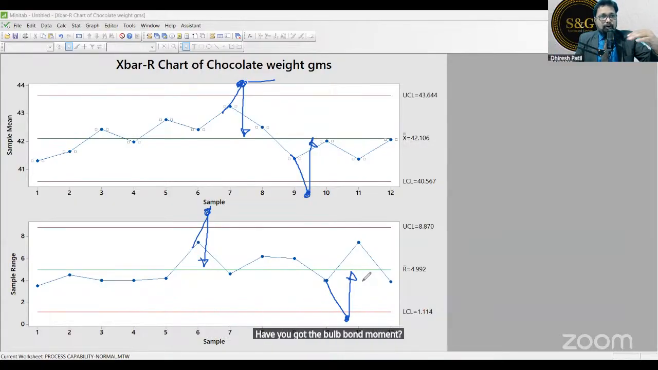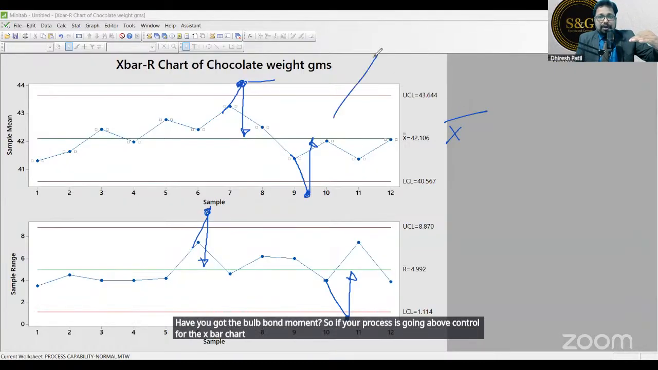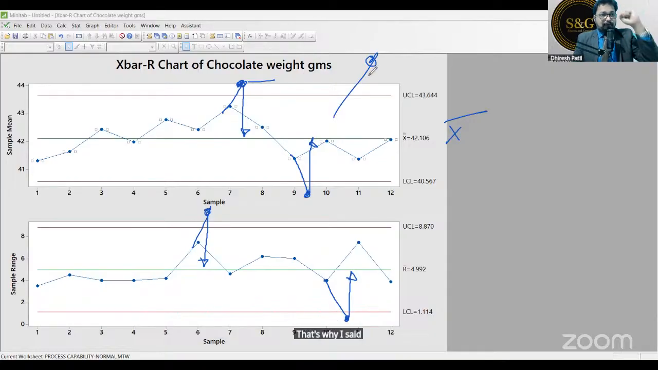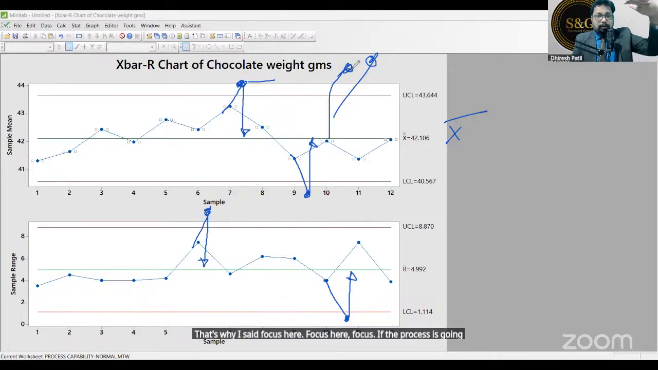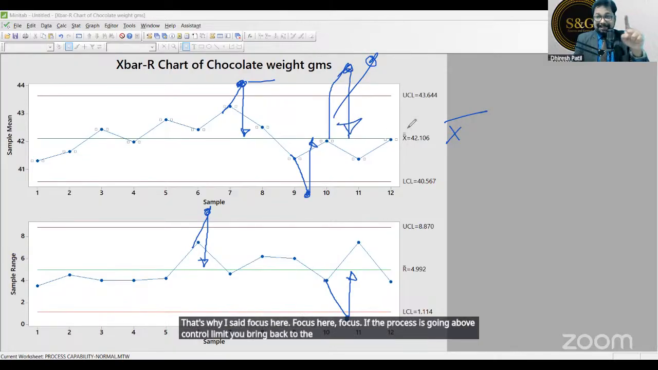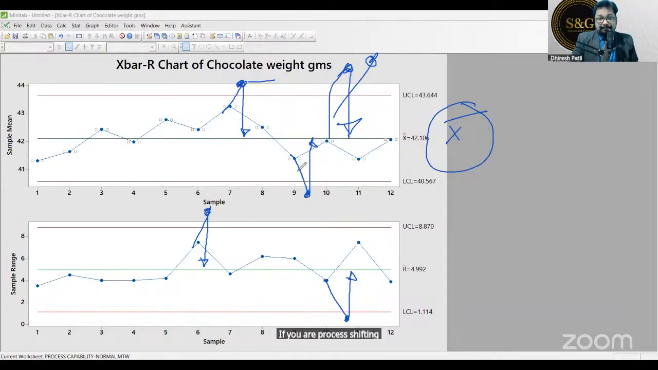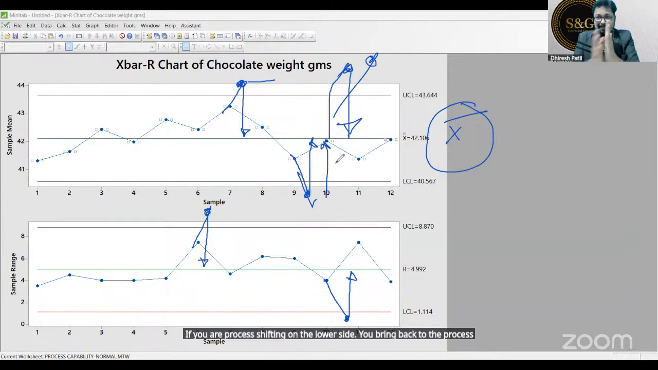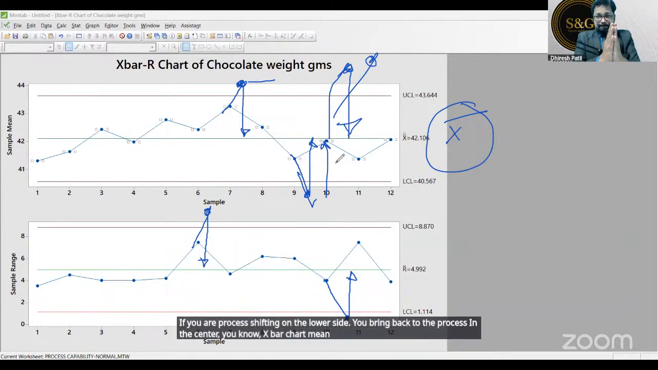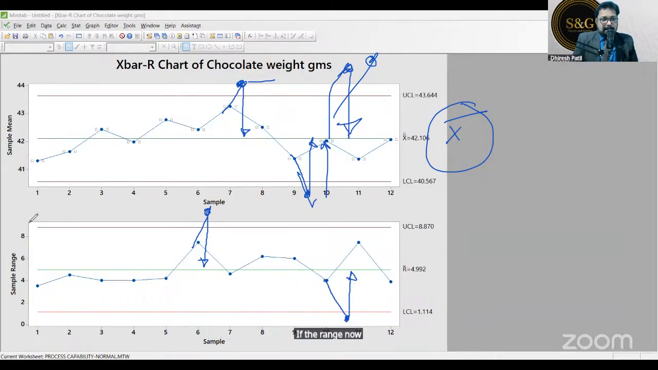So if your process is going above the control limit for the X bar chart, you take the action. That's what I said. Focus here. If the process is going above the control limit, you bring the process back to the center in the X bar chart. If your process is shifting on the lower side, you bring the process back to the center in the X bar chart. Clear? Okay.